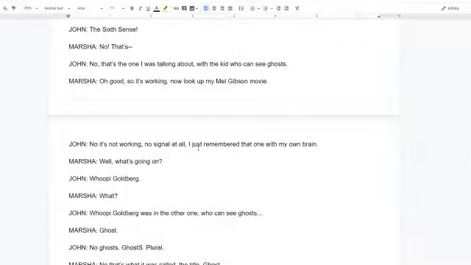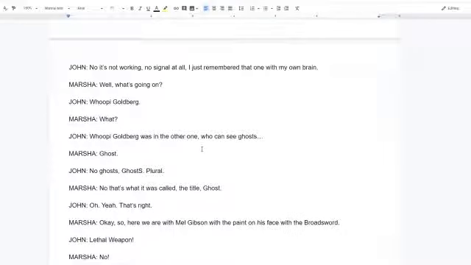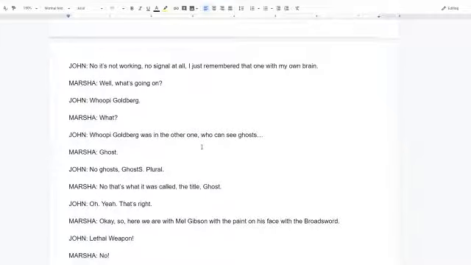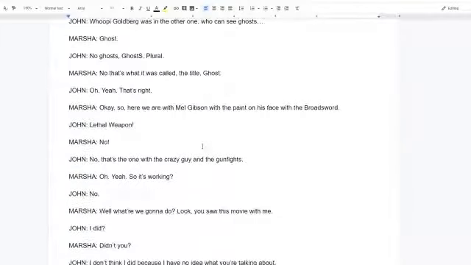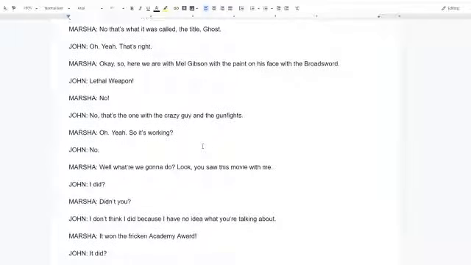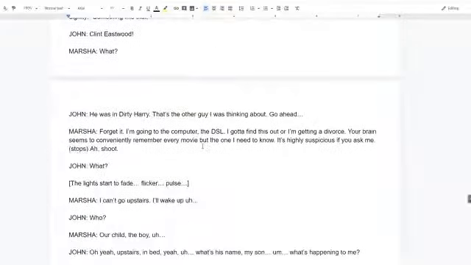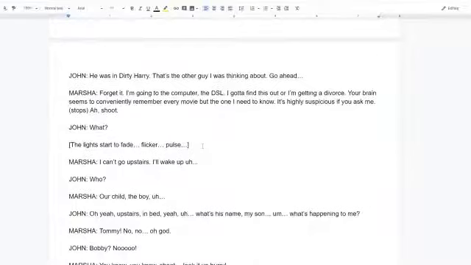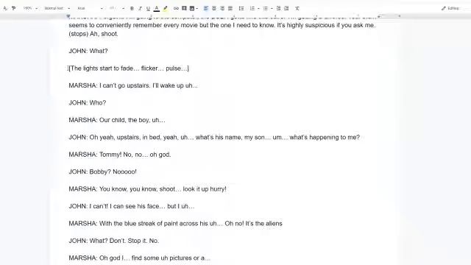Now, obviously, with a longer script, you would spend more time on this step. You wouldn't just skim it, but we just read it. It's very short, and I've also read it a few extra times before we did this, so I know what I'm looking for. And then we get down here, and we see this direction. The lights start to fade, flicker, and pulse.